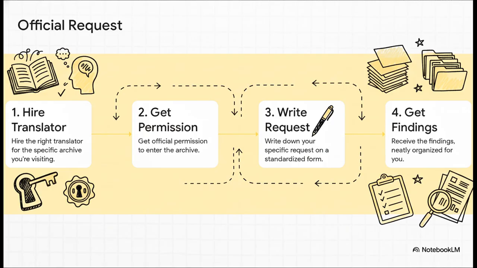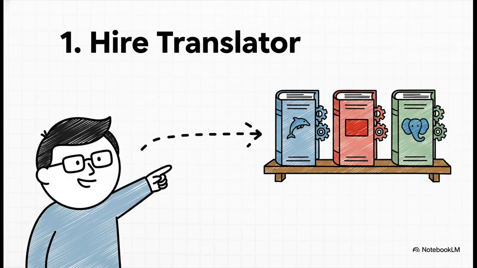First, you've got to hire the right translator for the specific archive you're visiting. Then, you need to get official permission to even go inside. After that, you write down your very specific question on a standard form. And finally, you get back the findings all neatly organized for you. Okay, step 1, hire the right translator.